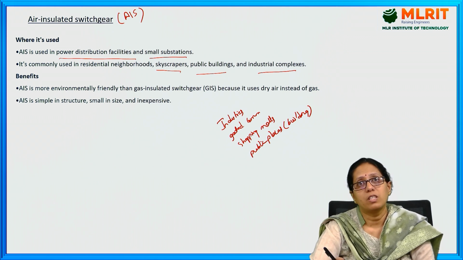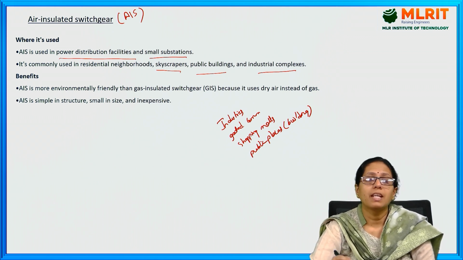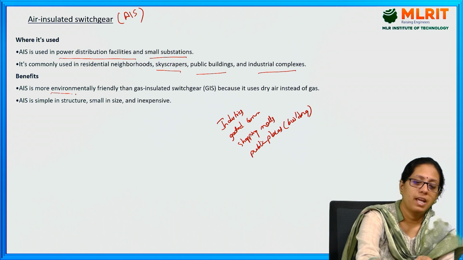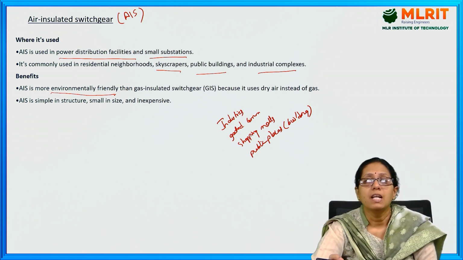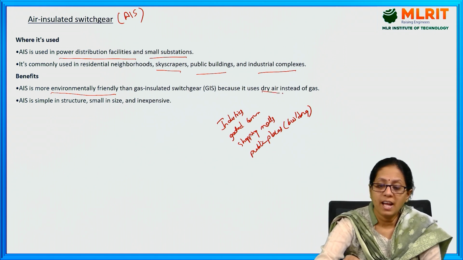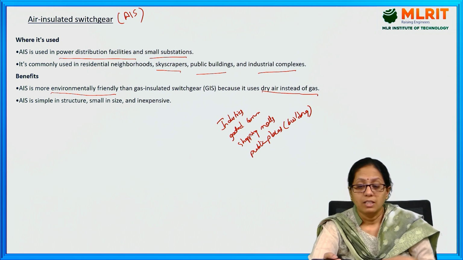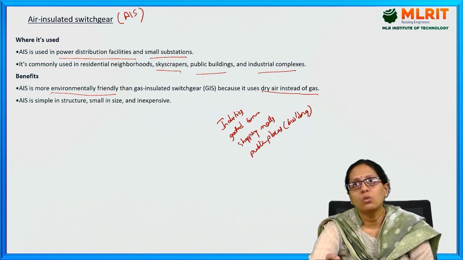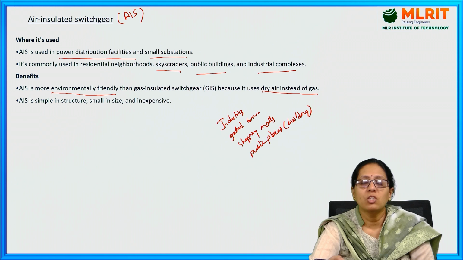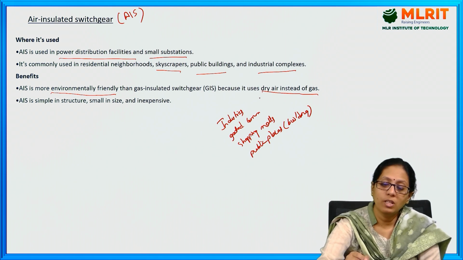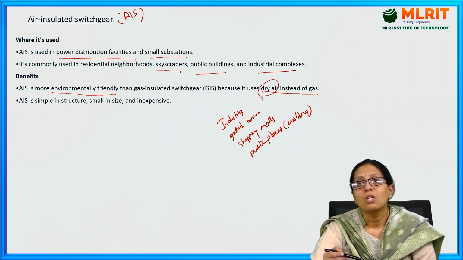What are the benefits of AIS? AIS is environmentally friendly, more so than gas insulated switchgear, because it uses only dry air instead of gas. That means if any leakage occurs, there will be no damage to the environment and no damage to the remaining circuit. So we can call it environmentally friendly.